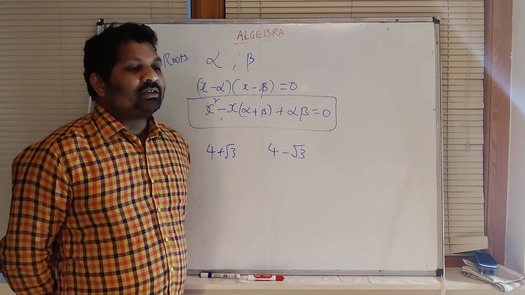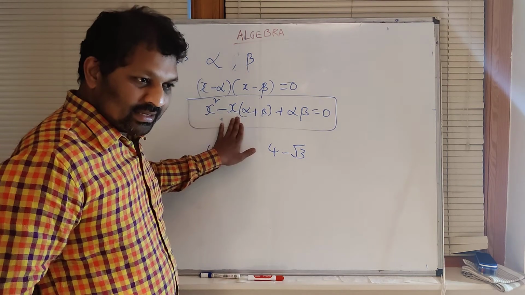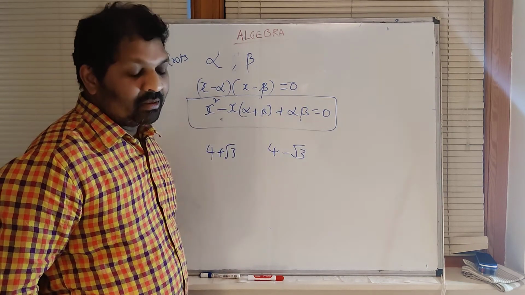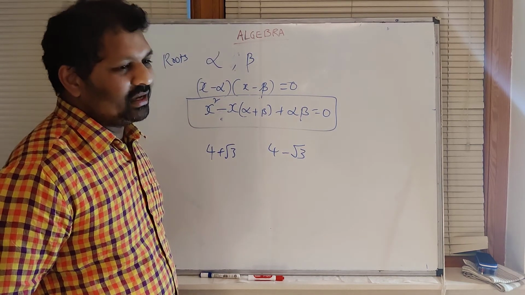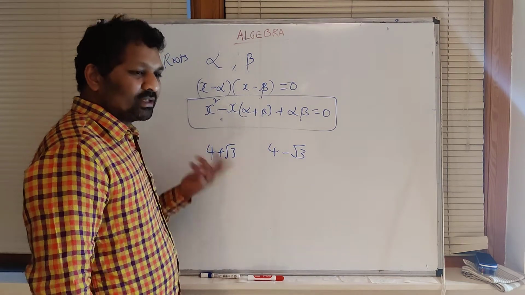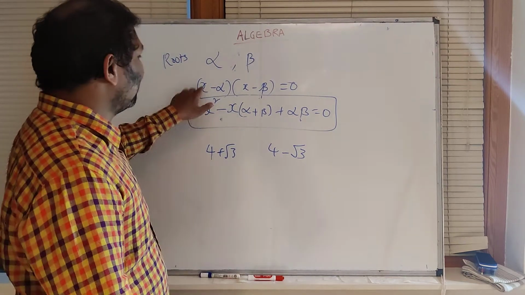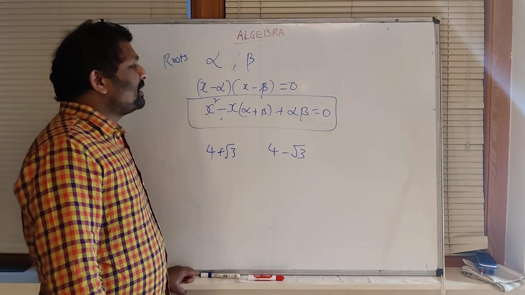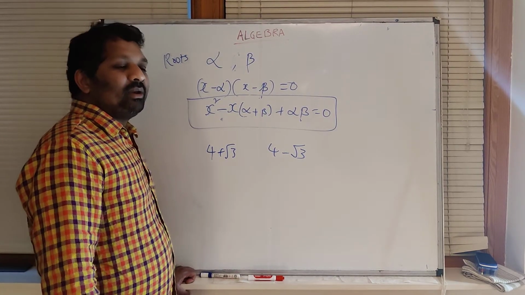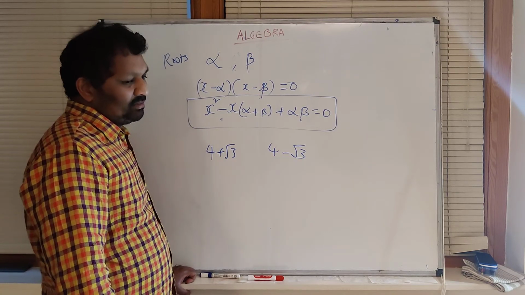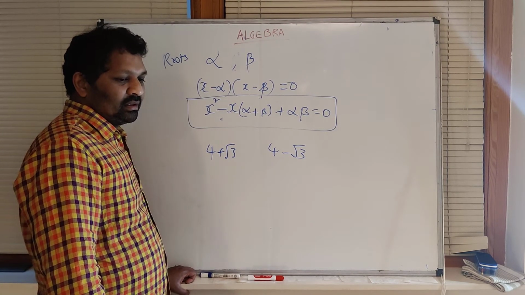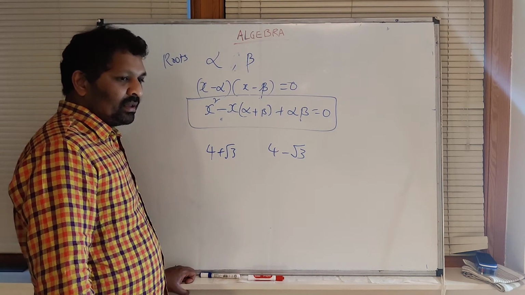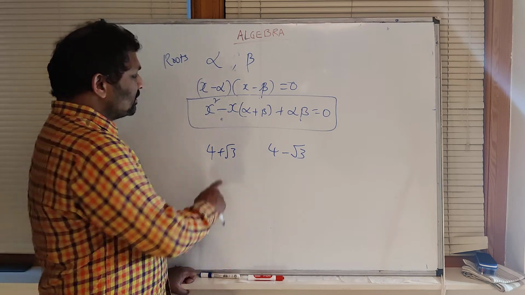Instead of that, the best way of saying it is x square minus x times the sum of those roots plus the product of those roots. Those roots can be alpha and beta, a and b. Don't take x and y, because we already have x here. For the sake of simplicity, you can take a and b or alpha and beta. Again, x square minus x times the sum of those roots plus the product of those roots. So these are the two roots given.